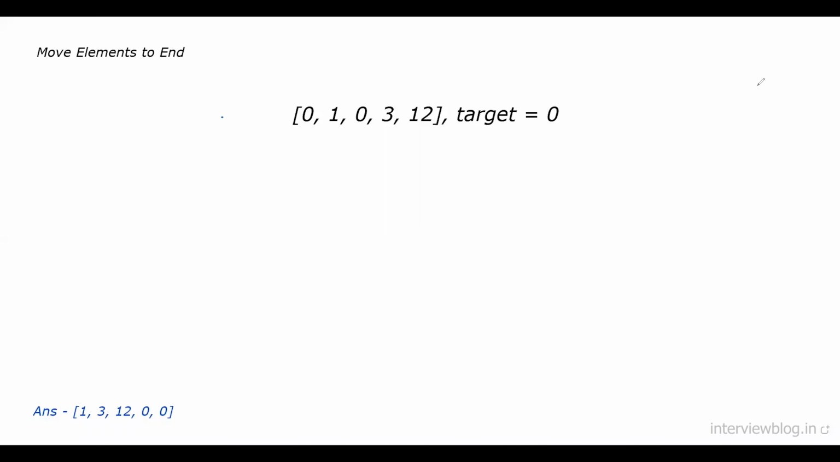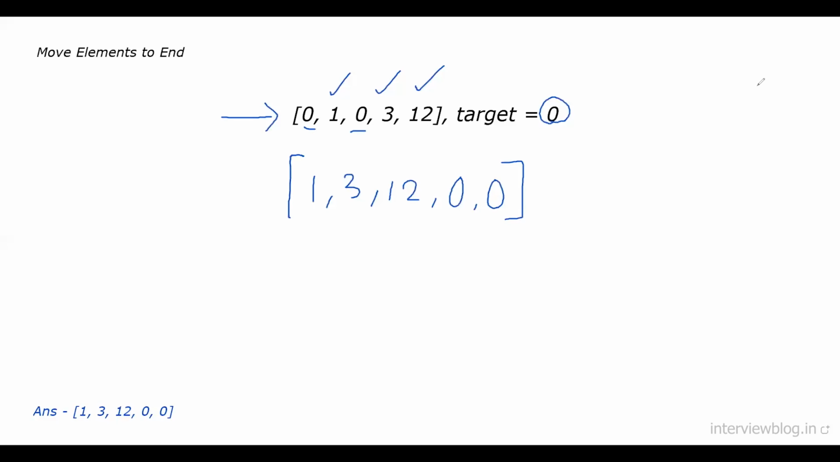For example, in this case, we can see that the given target element is 0. So we have to move both the zeros to the end of the array. And now the relative order of these non-targeted elements should be maintained. That is, first in my array, I should have my 1 followed by 3 and followed by 12. So my function should return this array as my answer.